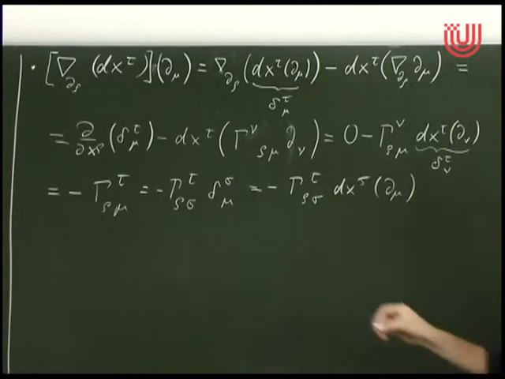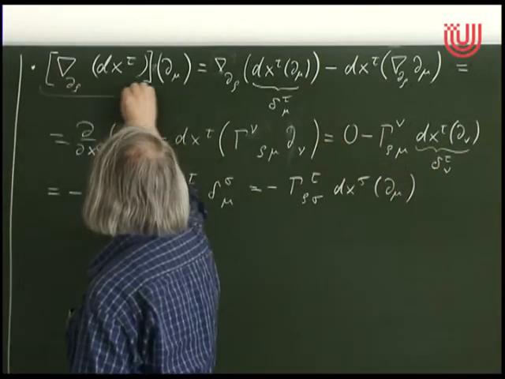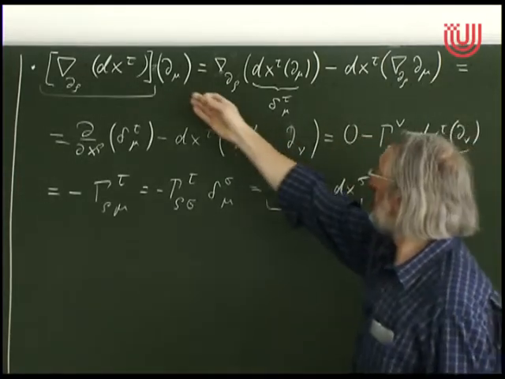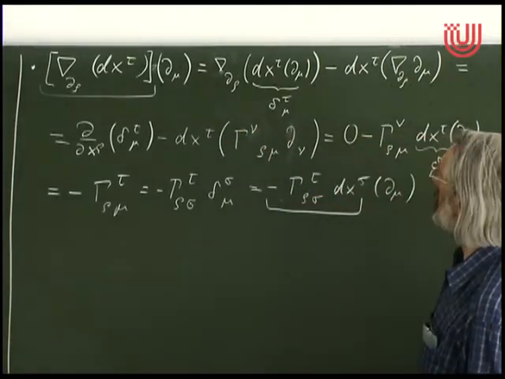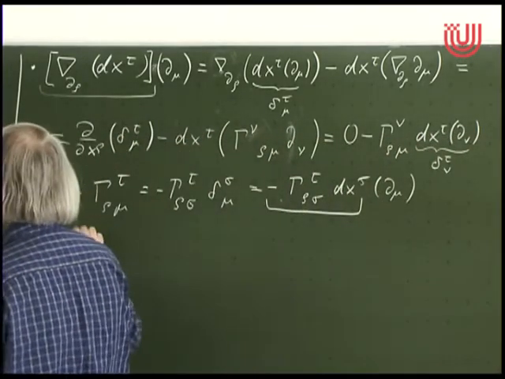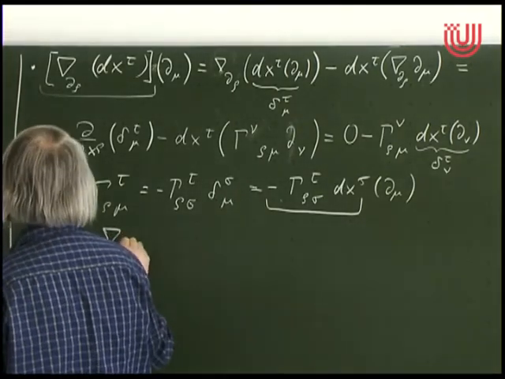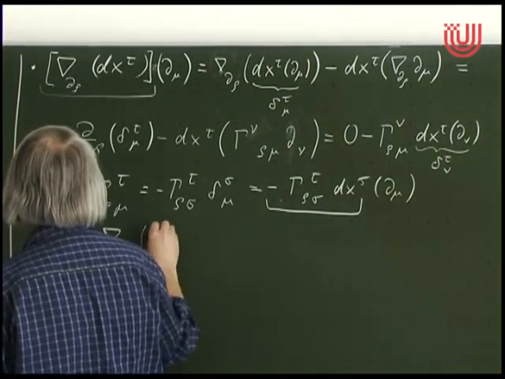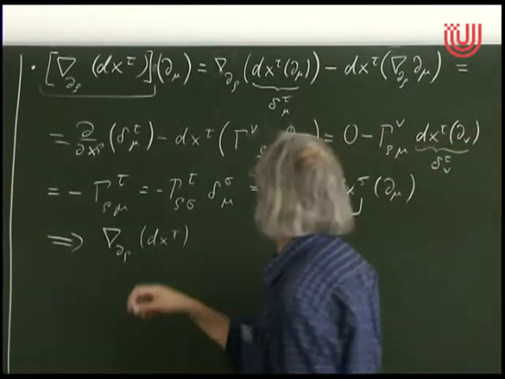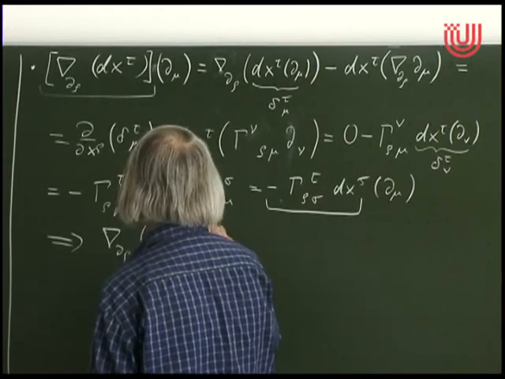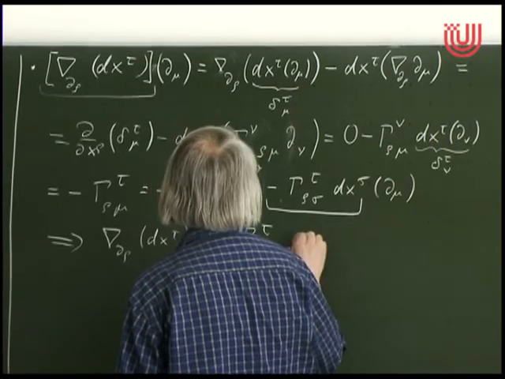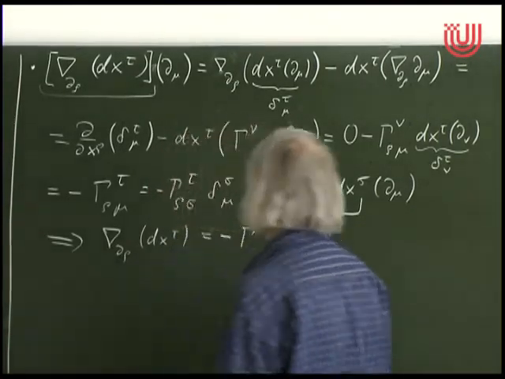And now I can compare this one-form here to this one-form here. Because I have on both sides the thing acting on the basis vector field d_μ, and it should give the same expression. So the two one-forms must be equal. So I have found what the covariant derivative of a basis covector field is. Namely, it is minus Γ^τ_ρσ dx^σ.